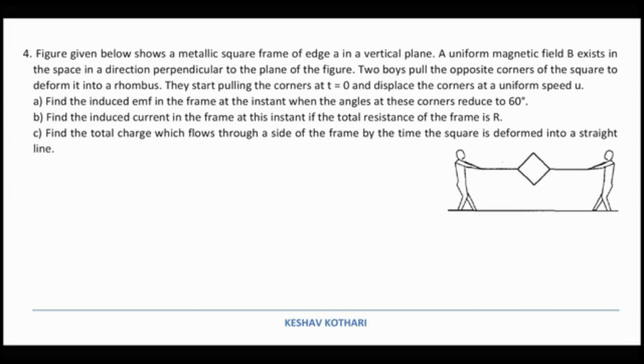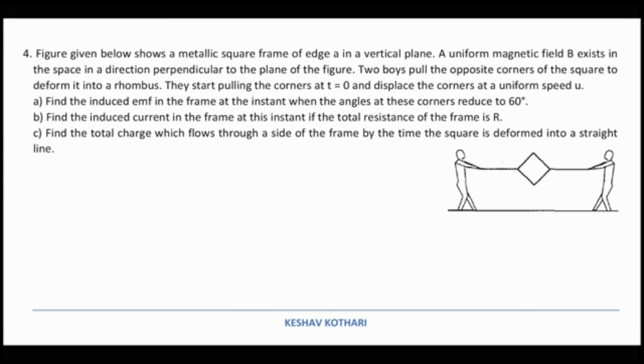Find the induced EMF in the frame at the instant when the angle at these corners reduced to 60 degree. Find the induced current in the frame at this instant if the total resistance of the frame is R. And find the total charge which flows through a side of the frame by the time the square is deformed into a straight line. So these are the set of questions which is asked to us associated with this particular problem.